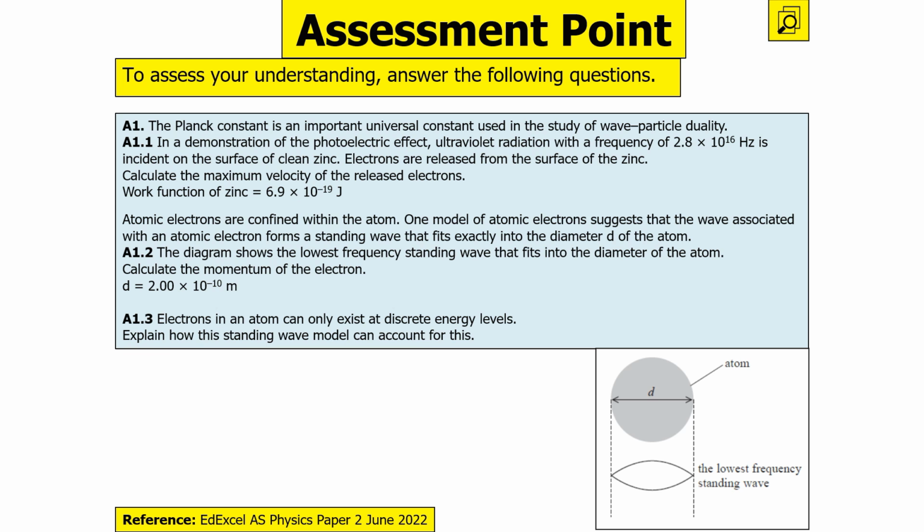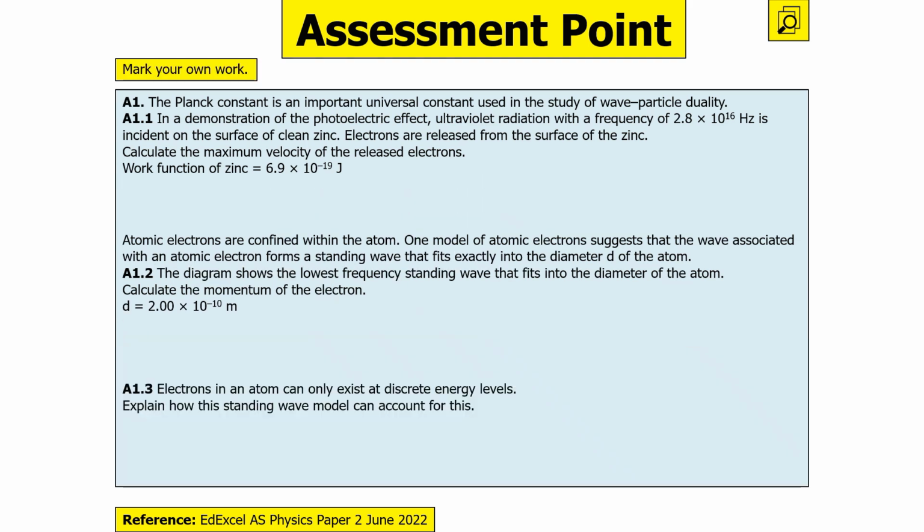Atomic electrons are confined within the atom. One model of the atomic electrons suggests that the wave associated with an atomic electron forms a standing wave that fits exactly into the diameter of the atom. The diagram shows the lowest frequency standing wave that can fit into the diameter of the atom. Calculate the momentum of the electron, where the diameter is 2 times 10 to the minus 10 meters. Now the electrons in an atom can only exist at discrete energy levels. Explain how the standing wave model can account for this. So pause the video now, then unpause the video when you want to go through your answer.